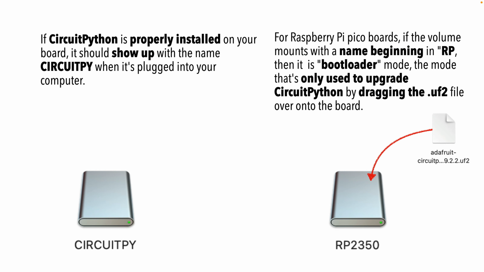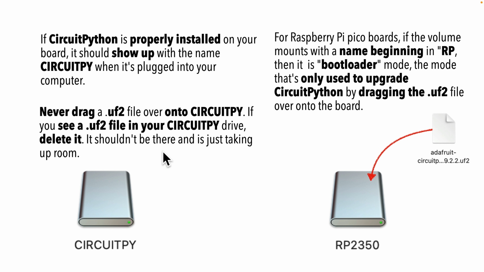And from this point forward, anytime you plug in your upgraded board, it should show up as CIRCUITPY. And pro tip, you should never see a UF2 file inside your board when it's in CIRCUITPY mode. If you see a UF2 in there, just delete it. It's just taking up space.